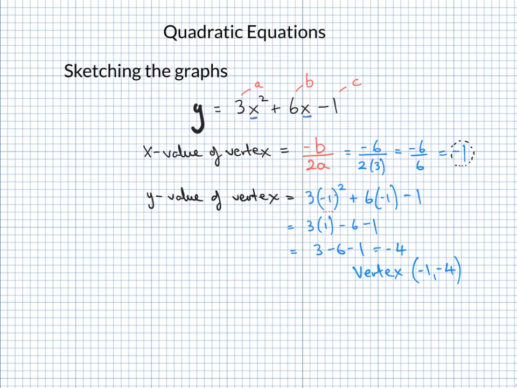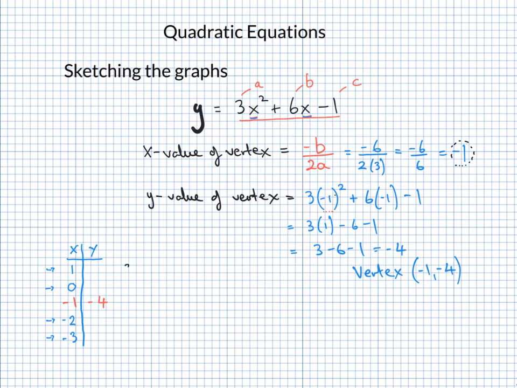Now what we do is draw a t-chart of x and y values, and we put the vertex right in the middle of those values: x equals negative 1 and y equals negative 4. Now we're going to choose 2 points above negative 1 and 2 points below negative 1. So negative 2 comes underneath negative 1, and negative 3 comes underneath that. Above negative 1 is 0, and then 1. And all we're going to do is substitute each of these x values into the original equation.